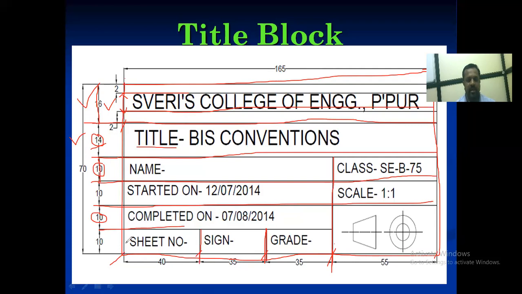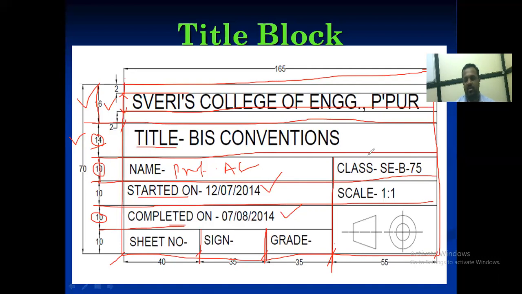Okay, now see here we can write down the name of who has prepared this drawing. For example, I'm going to write down here Professor. Here you can write down started on, the date from which we have started this drawing. Then again here we can write down the completion date.